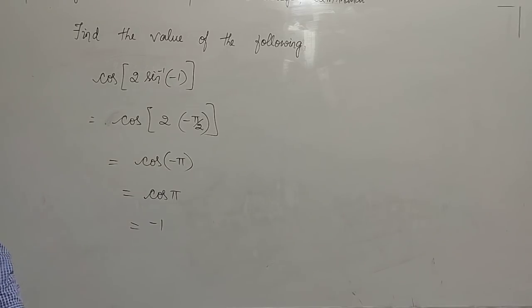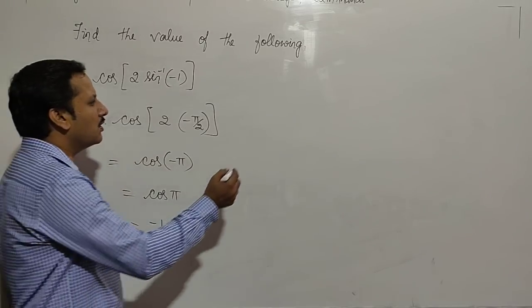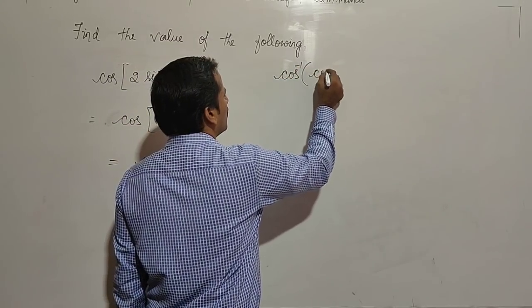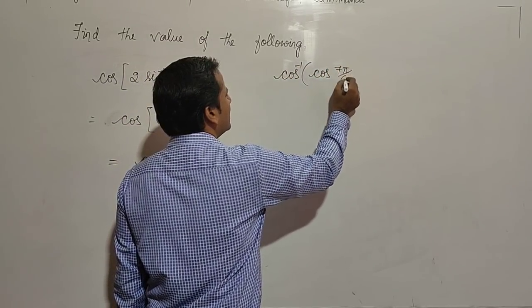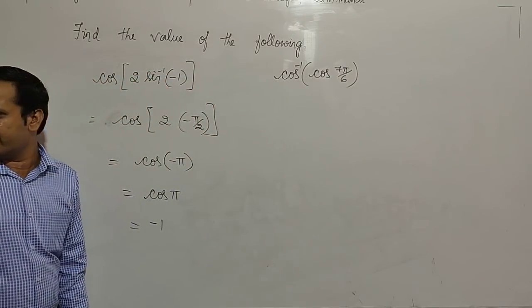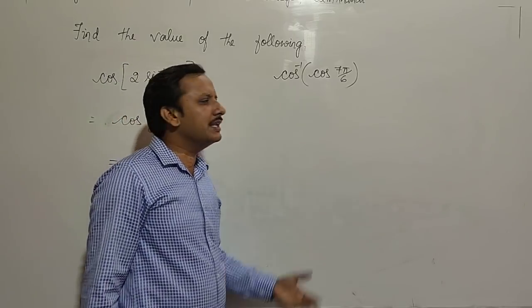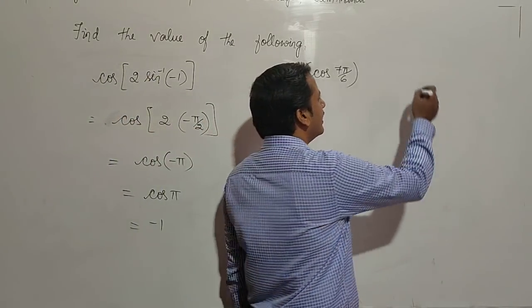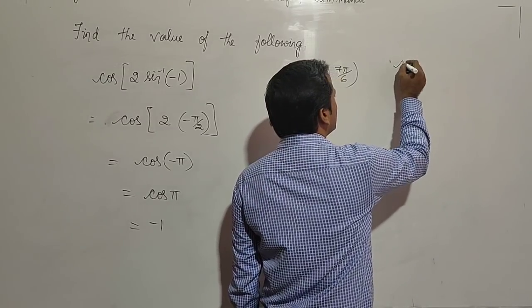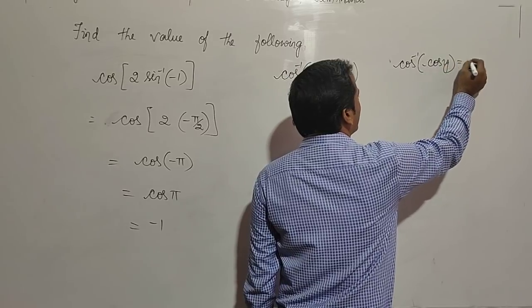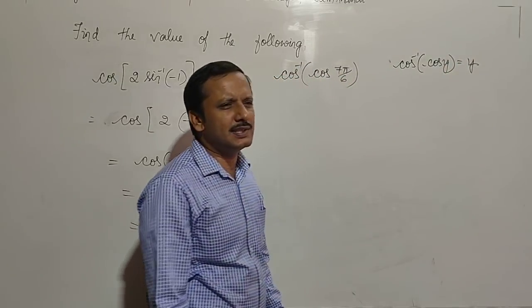Next question. Cos inverse of cos 7 pi by 6. I want to find the value of this. So when I look at this, immediately the formula that comes to our mind is cos inverse of cos y is equal to y.